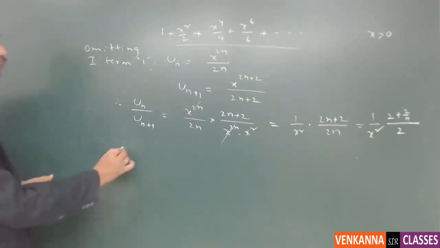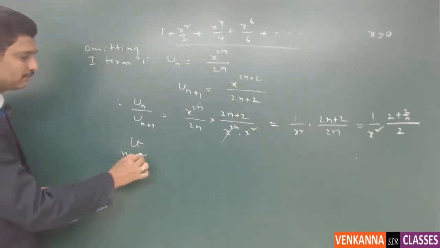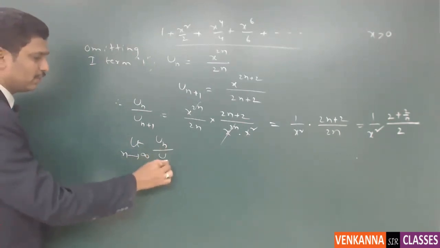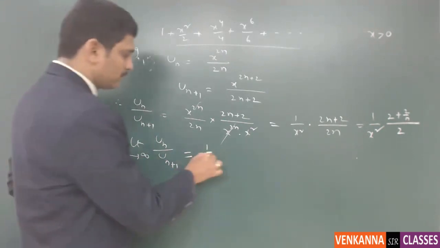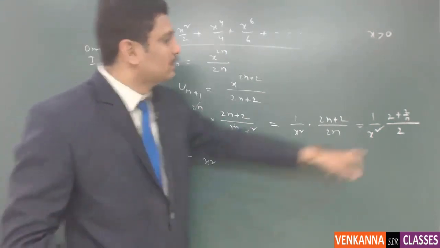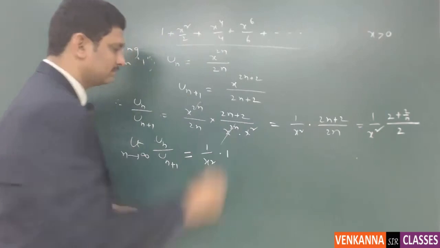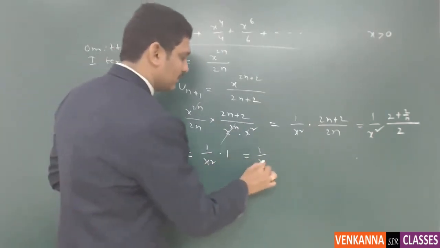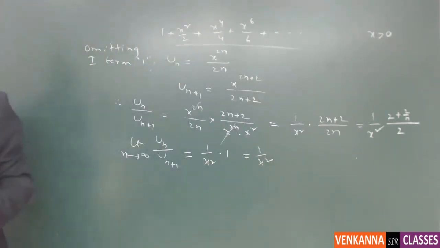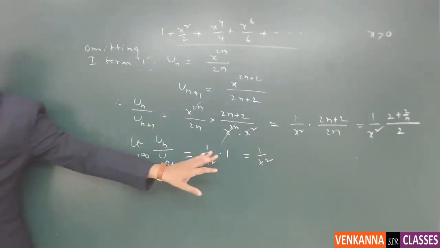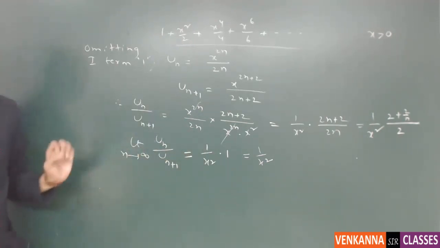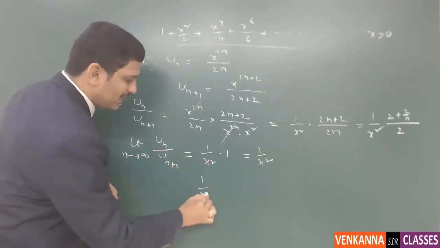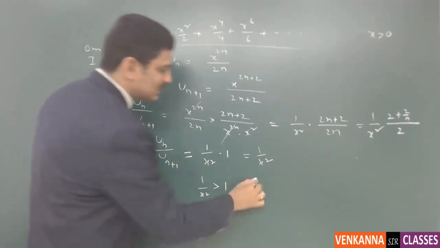Now for this part, we apply the limit n tends to infinity un by un plus 1. So this is equal to 1 by x square into this value, limit is nothing but 1, equals 1 by x square. Accepted? Now based on this limit, we are going to say the convergence of the series. Now what happens? We say that if 1 by x square is greater than 1, it is convergent.